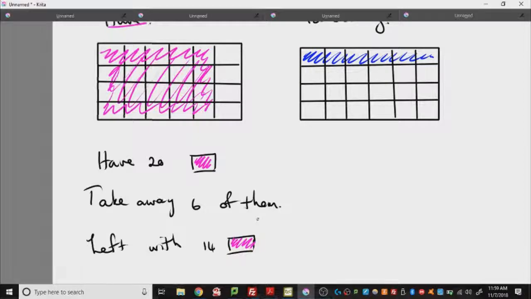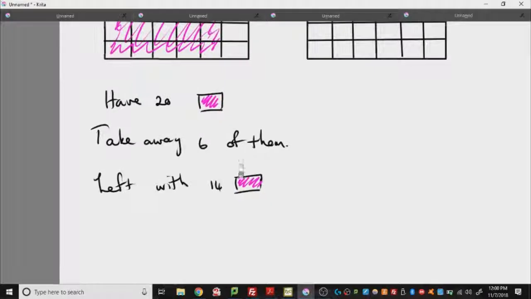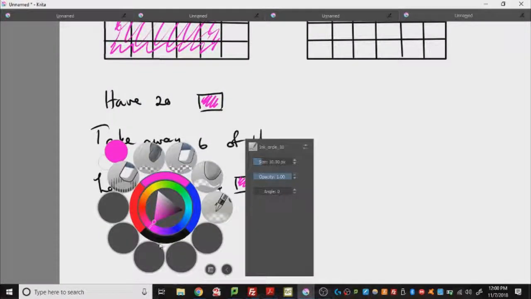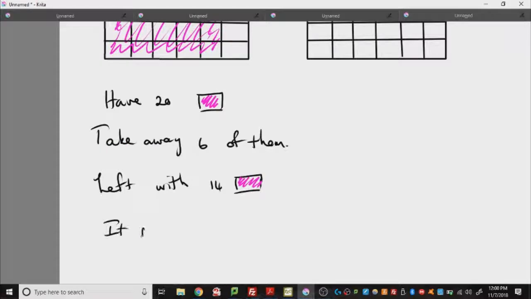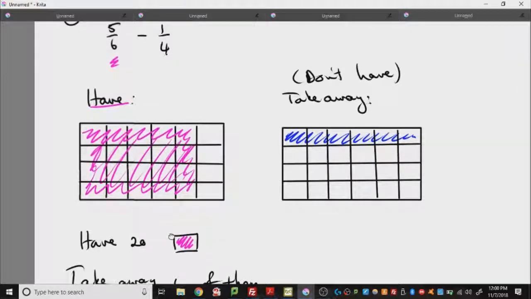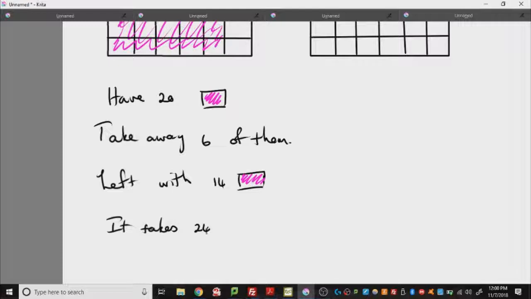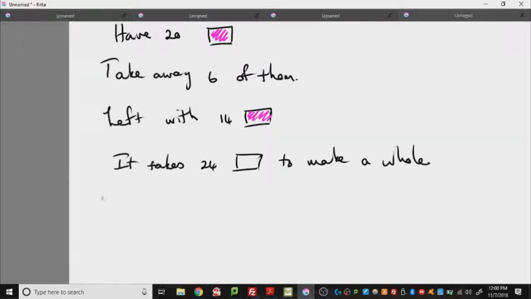but it's not necessary. You can say, well, if I have 14 left, whoops, not pink, and it takes, how many? 24 pieces to make a whole. That means we have left 14 24ths of a whole, of course. That's always attached to the fraction.